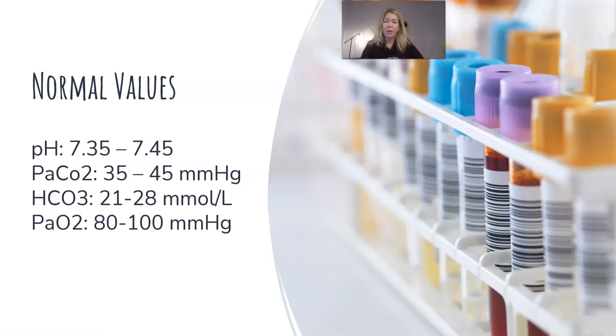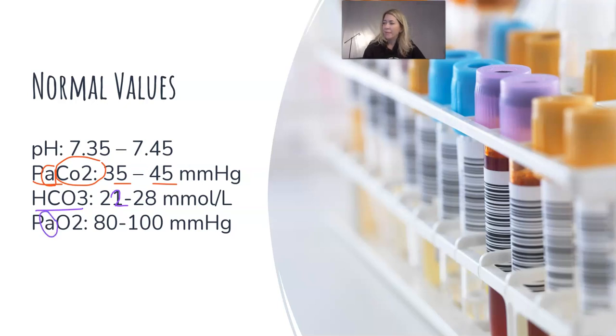PaCO2 means the partial pressure of CO2 in the artery. The P just means partial pressure. It's just a measurement. The A means arterial. The important thing to focus on here is the CO2, and the norm is 35 to 45. As for bicarb, or HCO3, bicarbonate, the normal is 21 to 28. However, you may see sometimes that it's 22 to 28. That's made by the kidneys, or retained or excreted by the kidneys.